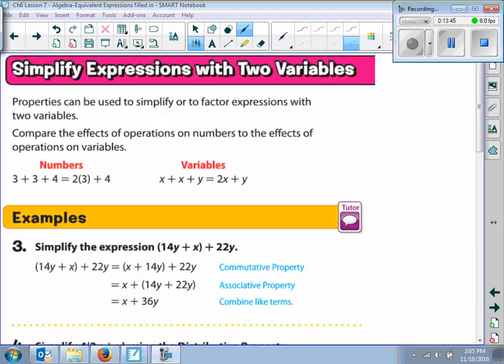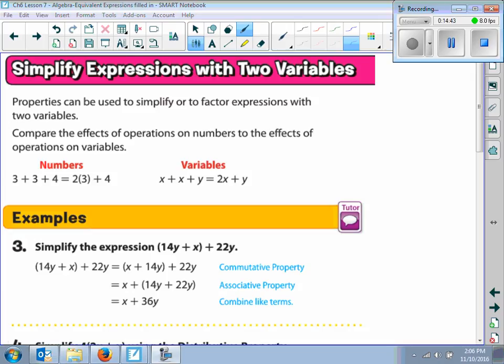All right, so the next thing we're going to do is simplify expressions with 2 variables. Now again, you have to keep in mind, you can only add if they're like terms. Properties can be used to simplify or to factor expressions with 2 variables. We want to compare the effects of operations on numbers to the effects of operations on variables. Now let's take a look at what we have here. Remember that 3 plus 3 thing again? So we have 3 plus 3 plus 4. Here, 3 plus 3 can be rewritten as 2 times 3, and then plus 4. Now over here, with the variables, we have x plus y. So here, x plus x is 2x, and then we have plus y.